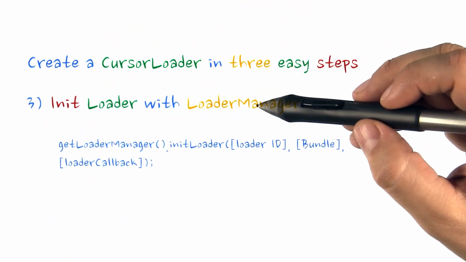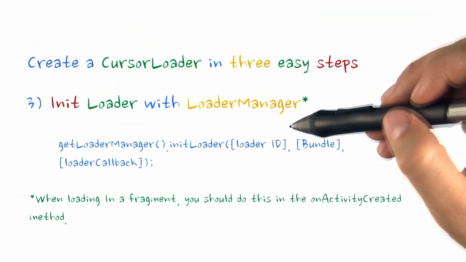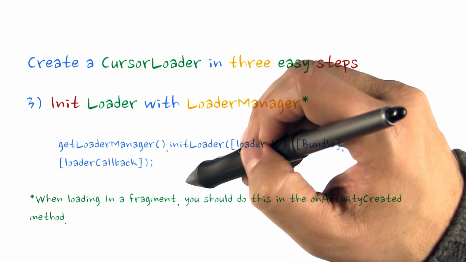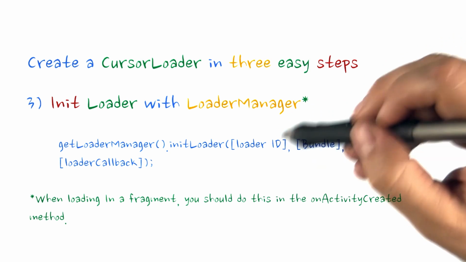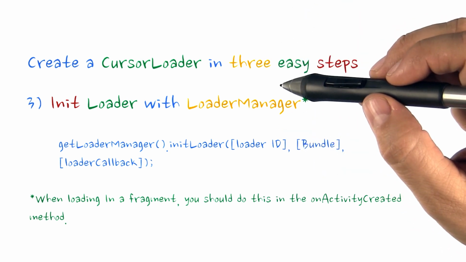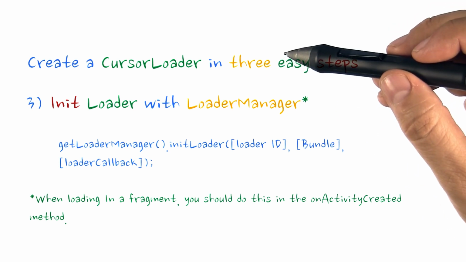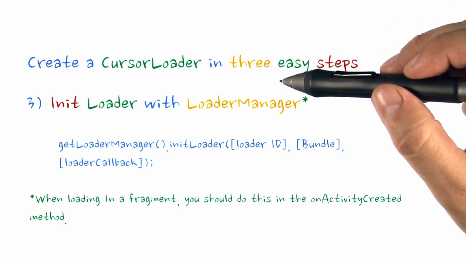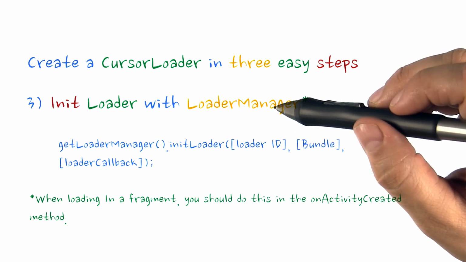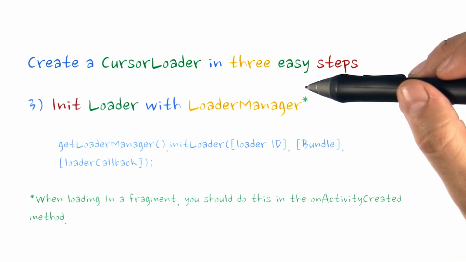Finally, we use the loader manager to initialize our loader. We pass in that loader ID, the loader callback we just filled out, and an optional bundle. This will do all that cool lifecycle stuff we covered in the loader intro, such as calling onCreateLoader if the loader doesn't already exist. When using loaders in a fragment, we initialize our loader in the onActivityCreated method.